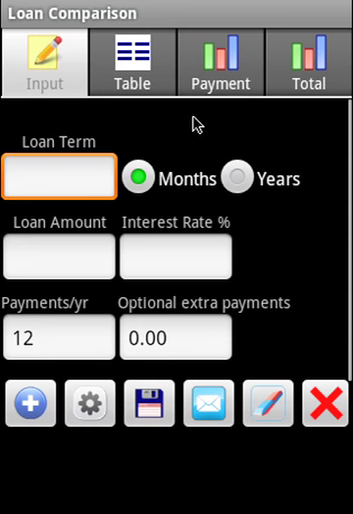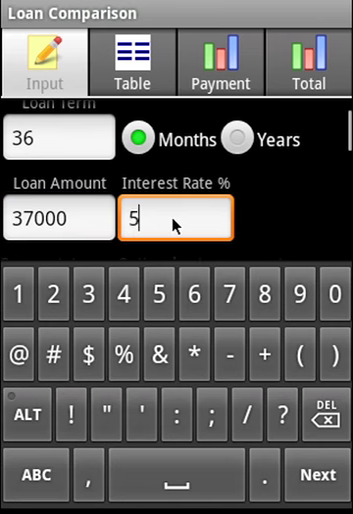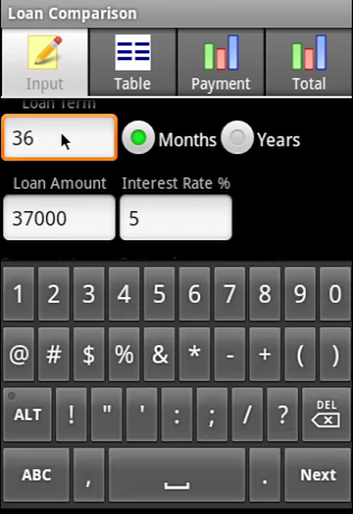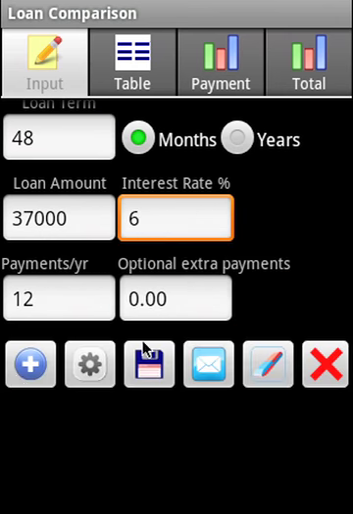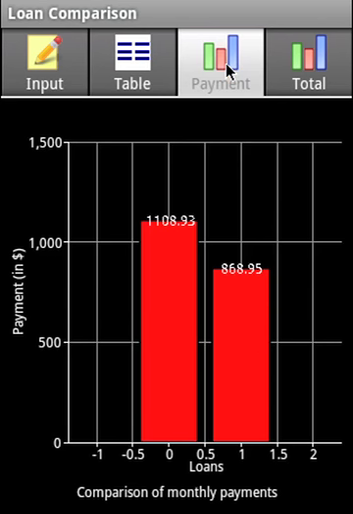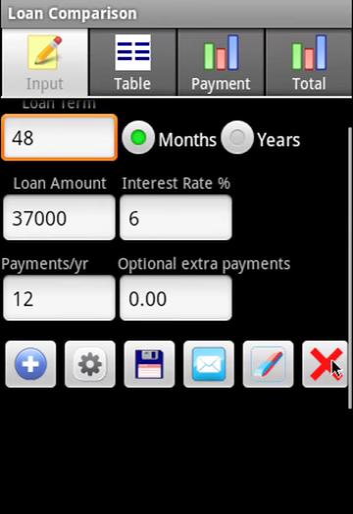So, loan comparison: you can actually compare two loans. Say a 36 month loan, the amount is 37,000, and the interest rate is 5%. I'm going to skip payments per year. You can change it if you would like to. The same goes for optional extra payments. I add it. Now let's see, it's a 48 month loan and say the interest rate is 6%. Let us also add it and calculate. So this is how the payments look, and this is how they compare. This is how the total payment and total interest compare.